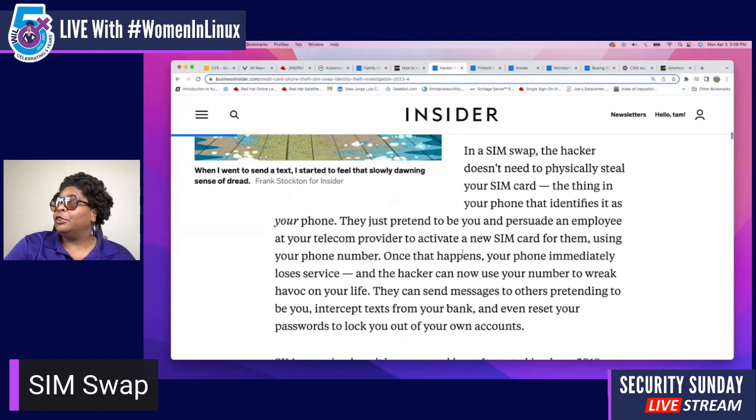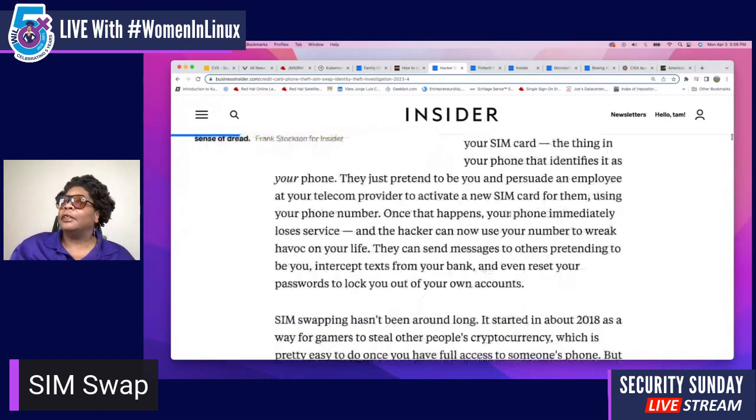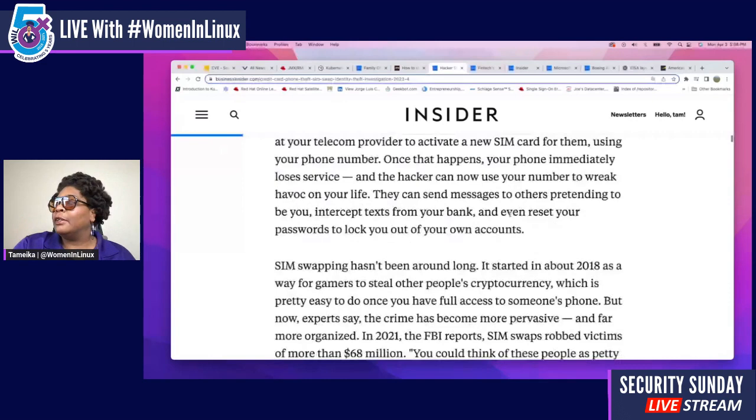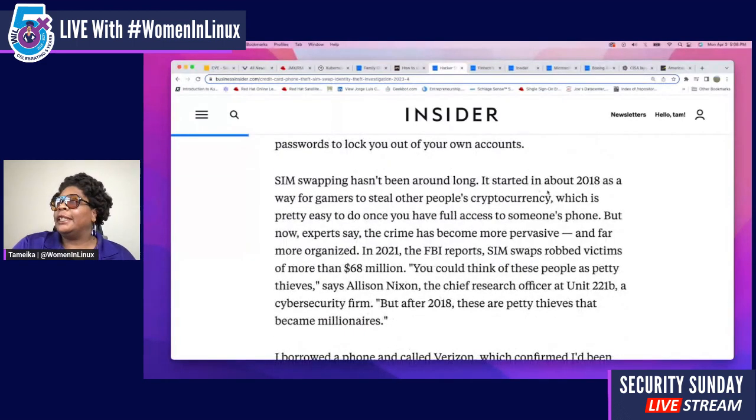Once that happens, your phone immediately loses service, and the hacker now uses your number to wreak havoc on your life. They can send messages to others pretending to be you, intercept texts from your bank, and even reset your passwords to lock out your own accounts, right? SIM swapping hasn't been around long. It started back in 2018 as a way for gamers to steal other people's cryptocurrency, which is pretty easy to do once you have full access to someone's phone.